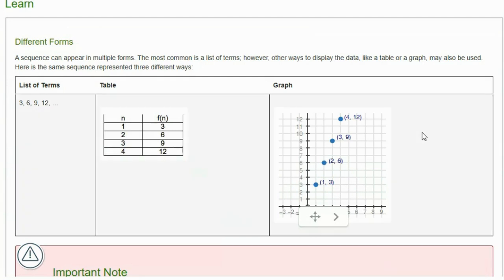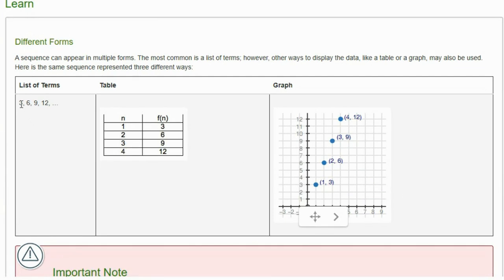All right, now, this is something you may see. All three of these, we got a list of terms, 3, 6, 9, 12. We got a table, 1, 2, 3, 4, 3, 6, 9, 12, and we have a graph. These are all the same arithmetic sequence. It's just a different way of showing them. It's a different way of displaying the sequence.